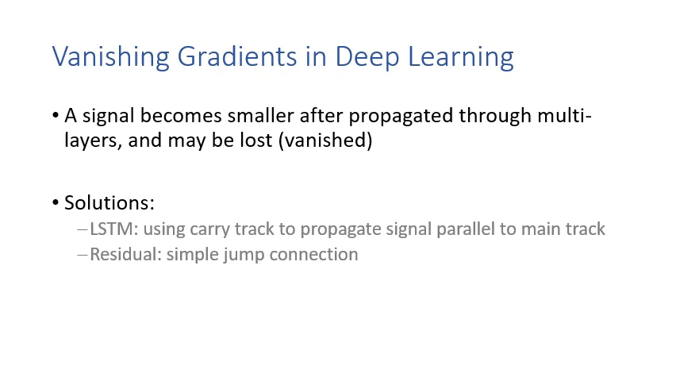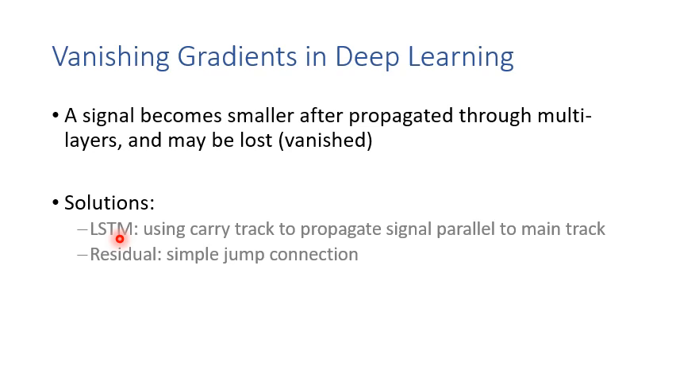The residual connection can solve the vanishing gradient problem. The vanishing gradient problem is that a signal becomes smaller after being propagated through multiple layers and may be lost eventually. It's a serious problem, especially for a very deep network.